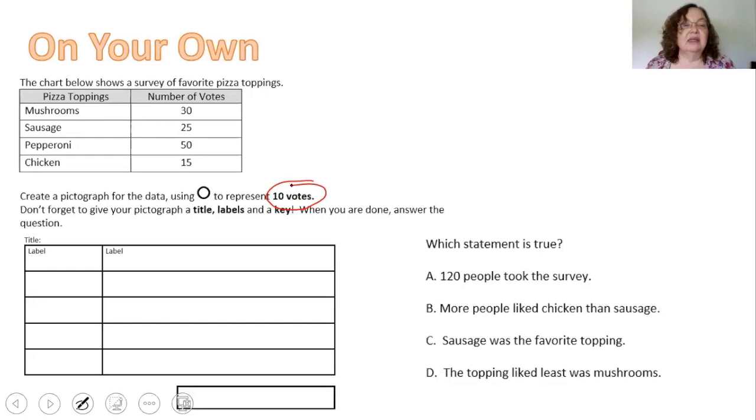When you are done, answer the question. And here's the question. Which statement is true? 120 people took the survey. More people like chicken than sausage. Sausage was the favorite topping, or the topping liked least was mushrooms. So this is to be done on your own, and tomorrow we'll be checking your answers.